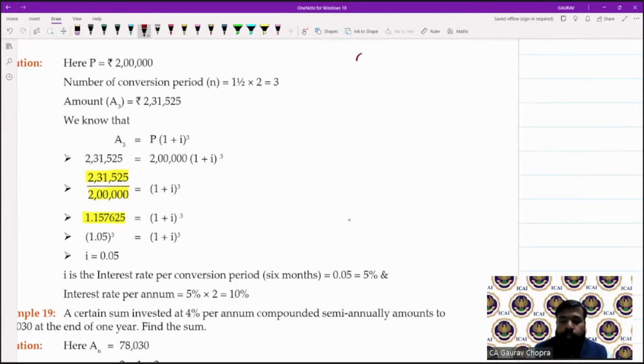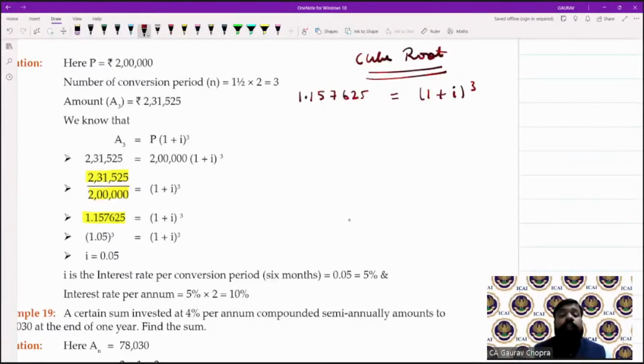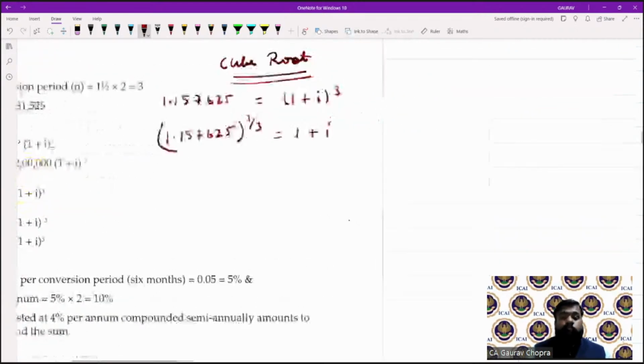Now, how to do the cube root? Let me explain here again. The situation here is 1.157625 on one side, and on the other side it is (1 plus i) to the power of 3. Now this 3 will go on the other side and become the cube root. So 1.157625 whole to the power of 1 by 3 equals 1 plus i. Therefore you have to find the cube root now.